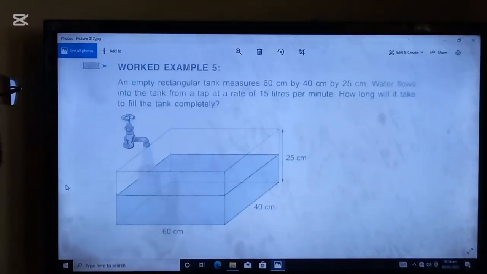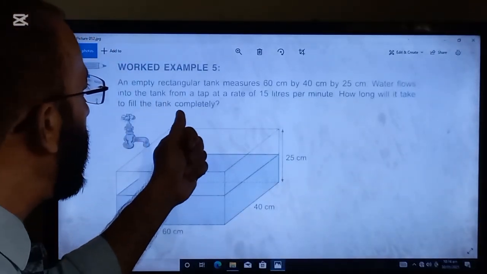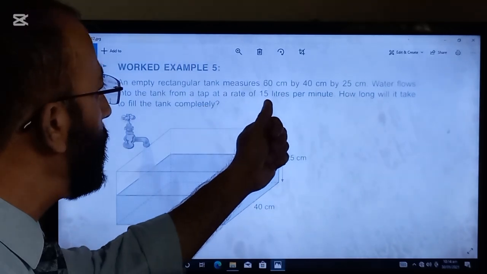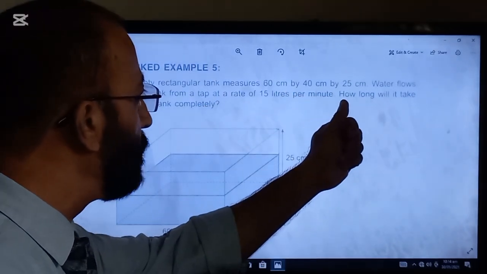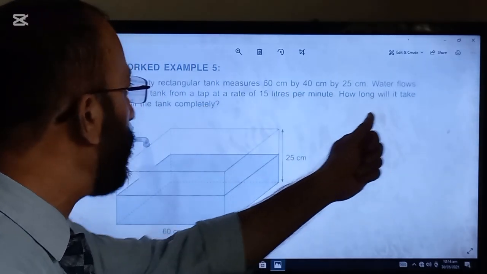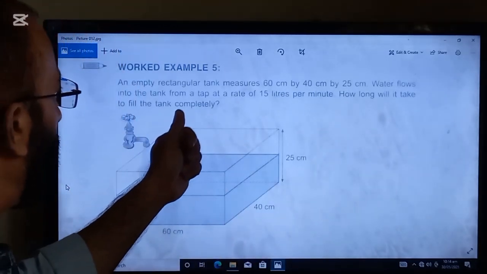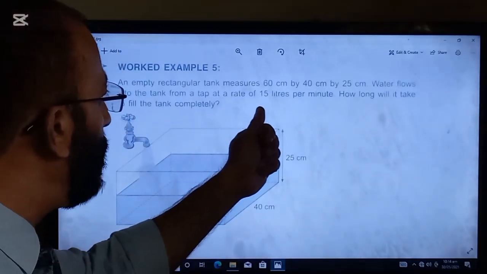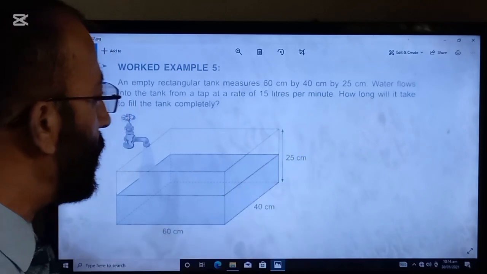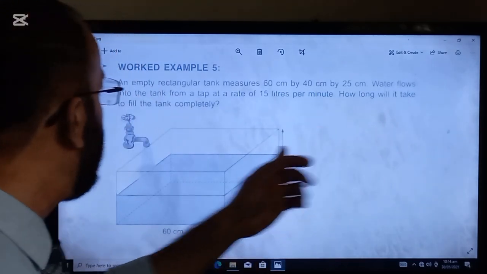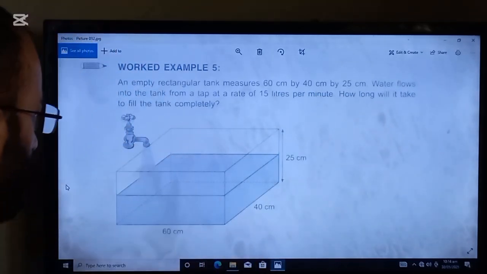Another question is here. An empty rectangular tank measures 60 centimeter by 40 centimeter by 25 centimeter. Water flows into the tank from a tap at a rate of 15 liters per minute. How long will it take to fill the tank completely?